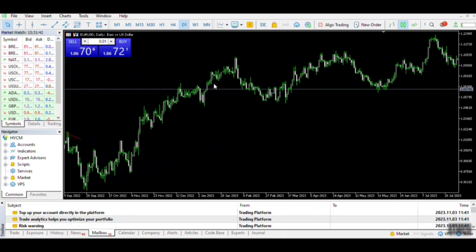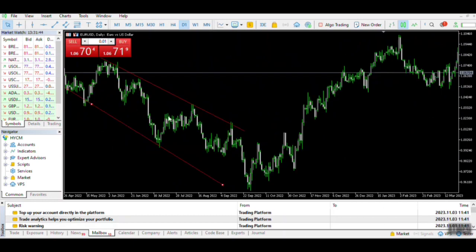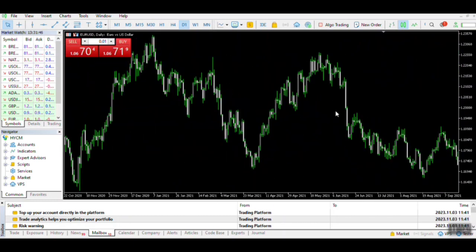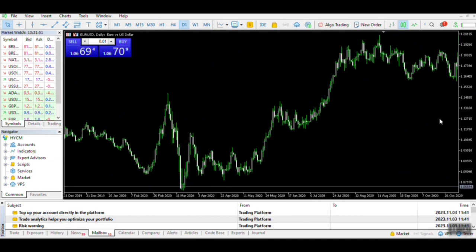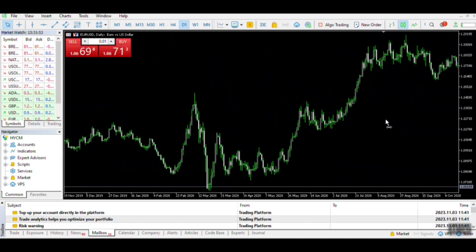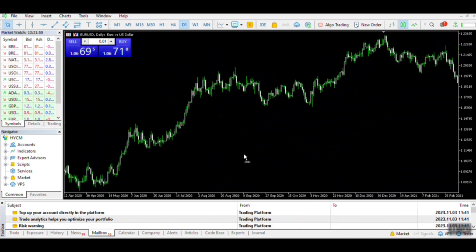Okay, so this one might be a tricky upward trend. Let me find a better one for you. Okay, this one is much better. Okay, so what is this? This is an upward trend. An upward trend is exactly the opposite of a downward trend.